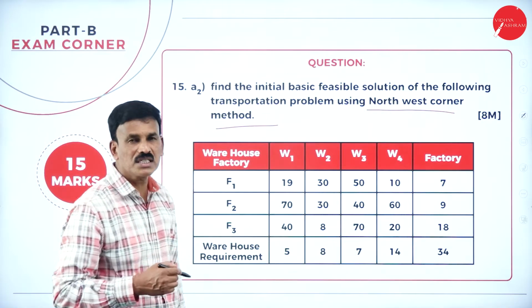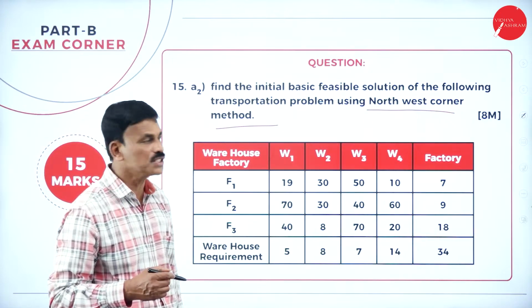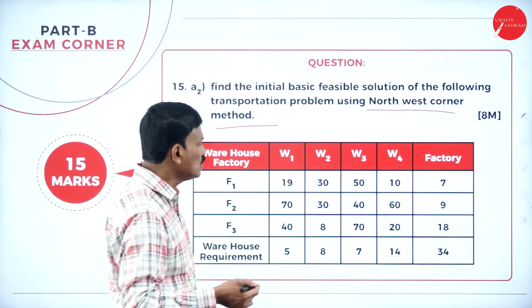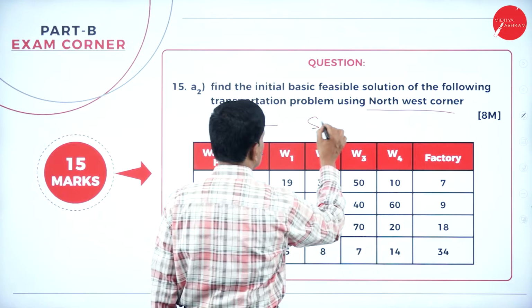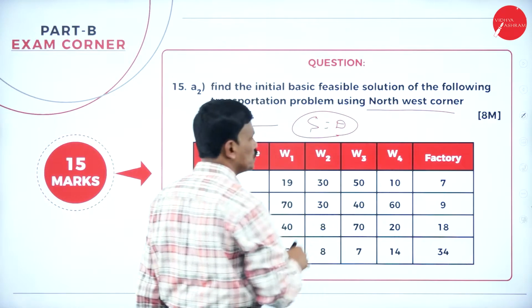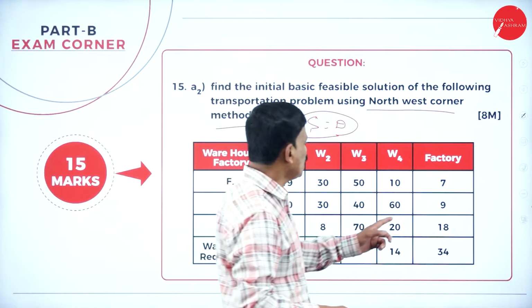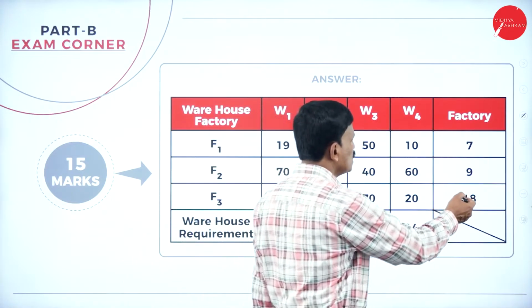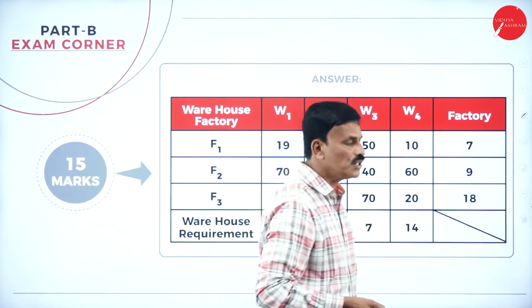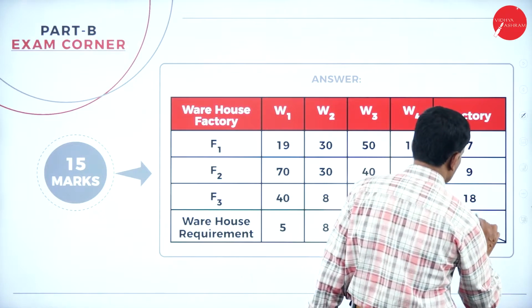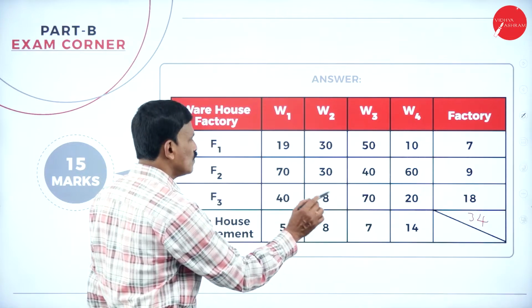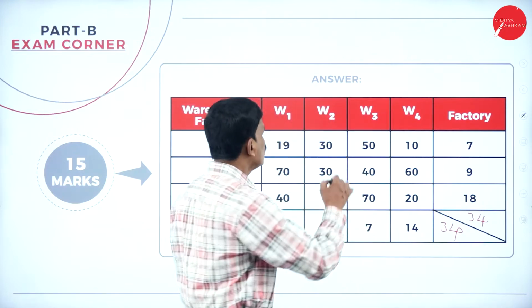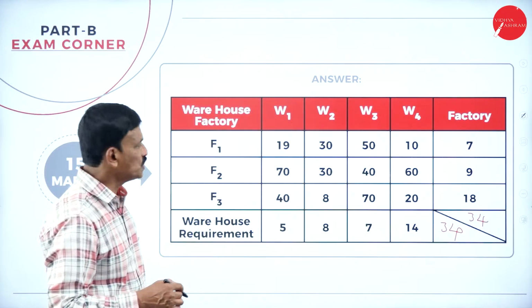Now just check whether the given problem is a balanced or unbalanced transportation problem. How to check the balanced transportation? If the supply is equal to demand, then it is called balanced transportation. Now here, what is the supply and the demand? The supply is 18 plus 9 plus 7, that's equal to 34. And the demand, that is 14 plus 7 plus 8 plus 5, is also equal to 34. That means the supply is equal to demand, therefore this is a balanced transportation problem.